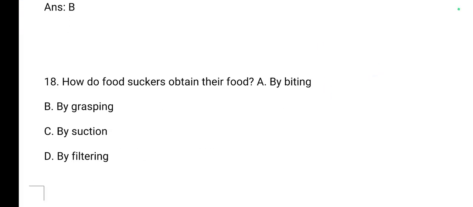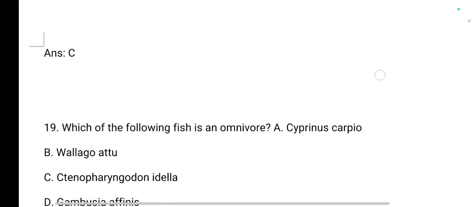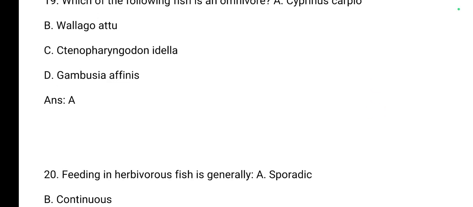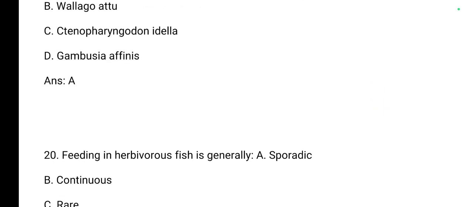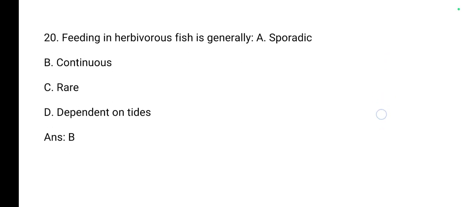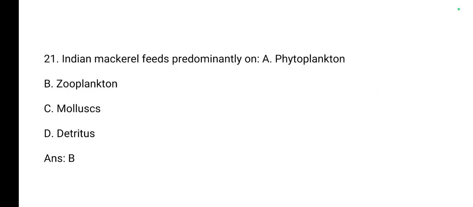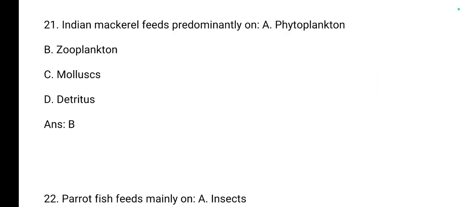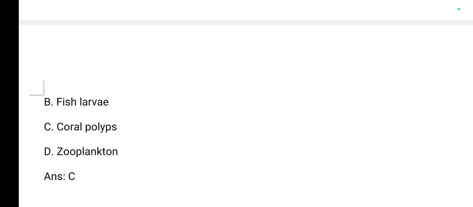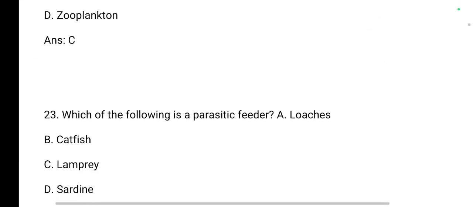How do suckers obtain their food? So the correct answer will be by suction. Which of the following fish is an omnivore? So the answer will be Cyprinus carpio, that is common carp. Feeding in herbivorous fish is generally, so it is continuous. Indian mackerel feeds predominantly on, so it is on zooplankton. Parrotfish feeds mainly on, so that is coral polyps.